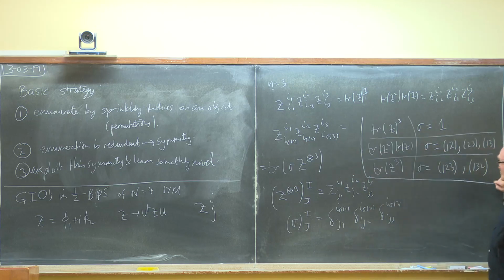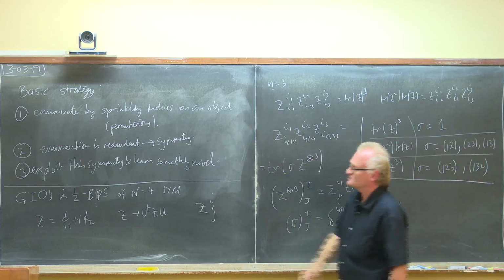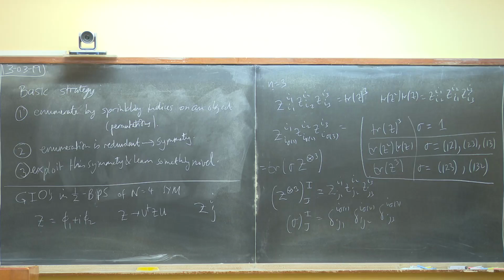So the next thing that I want to do, we've enumerated, we've got a symmetry. I would now like to exploit this symmetry. And we're going to exploit this symmetry by doing a Fourier transform. Sorry, yes? I'm sure it's obvious, but can we see why operators that are related by conjugation give the same gauge invariant operator?